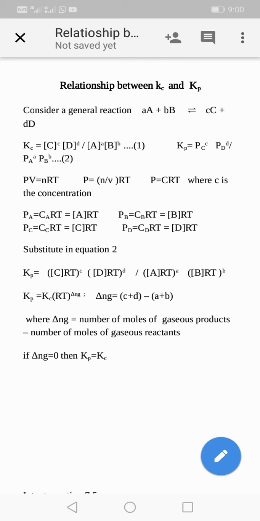In some reactions, gases will not be present, so delta Ng is equal to 0. You have to keep that in mind. Okay, those are the main points that you will have to understand from this derivation part.